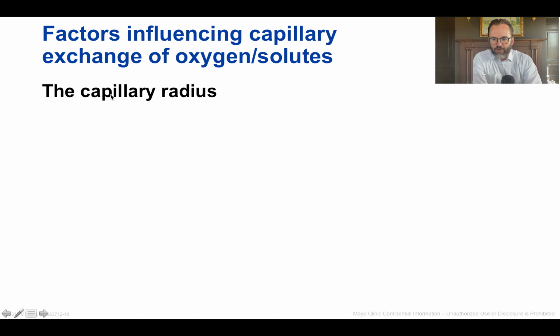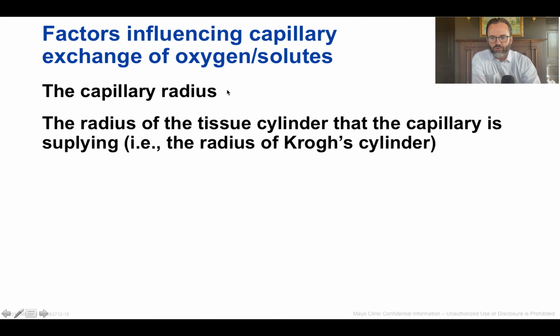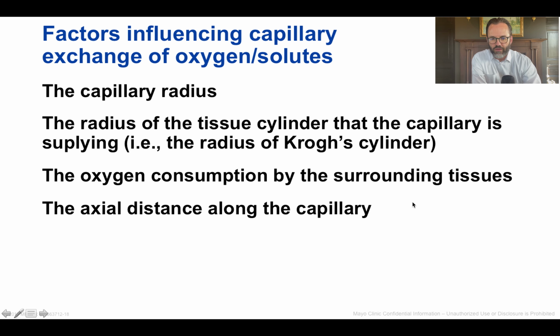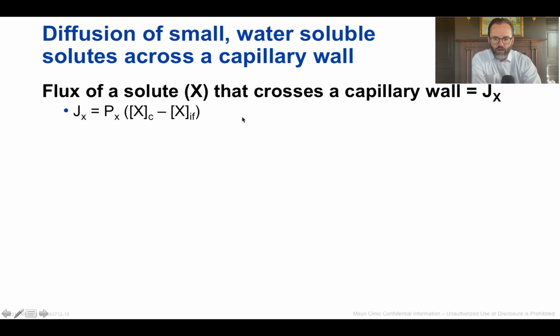Finally, we've got the capillary radius. If you have a larger capillary, that's going to be able to bring more substrate in to diffuse through. Then there's the radius of the tissue cylinder that the capillary is supplying, right? So how far does it have to diffuse, and what type of gradient are we looking at to promote diffusion? And then the oxygen consumption by the surrounding tissues, or nutrient consumption by the surrounding tissues. And the axial distance along the capillary. So how long is that capillary?